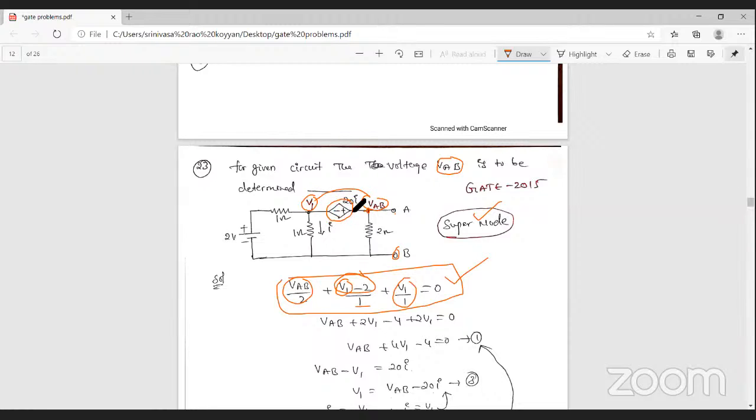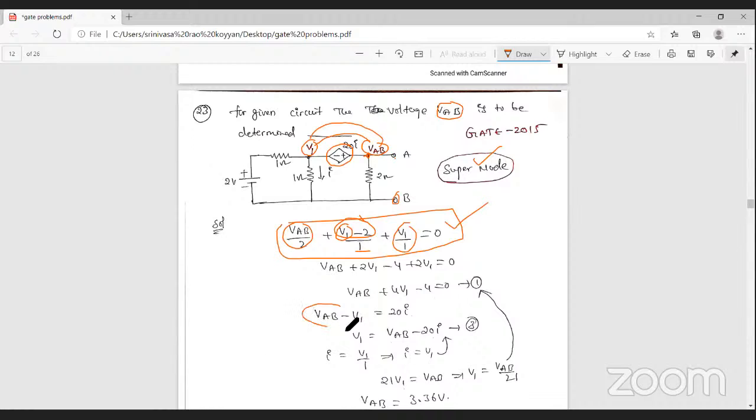వాట్ ఈస్ ద వోల్ట్ డ్రాప్ హియర్? 20I. ఓకే, సో వాట్ ఈస్ హియర్? VAB minus V1 is equal to 20I. VAB minus V1 is equal to 20 volts.